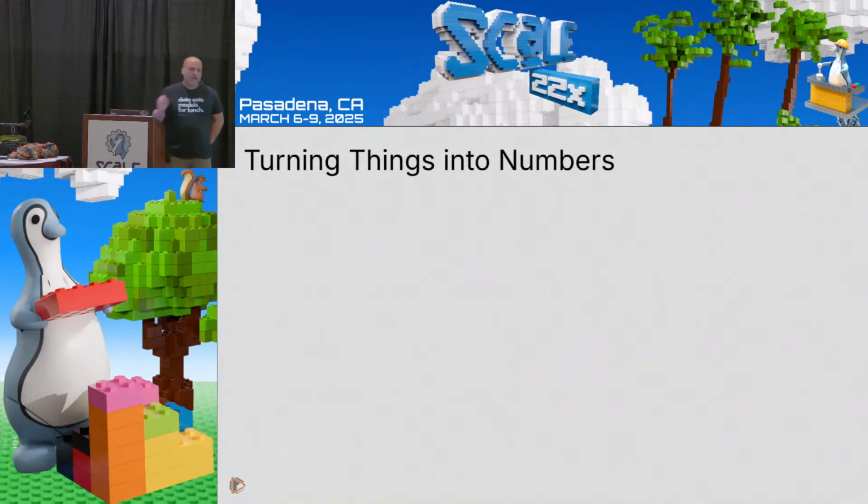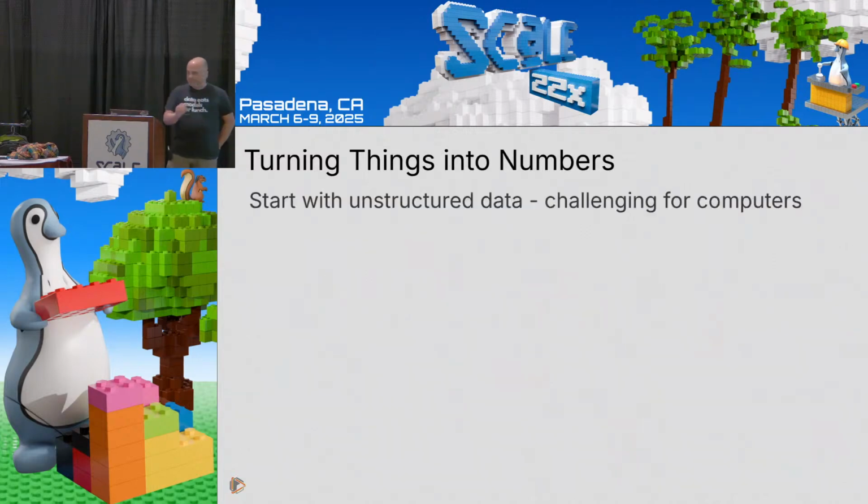So embeddings are handling a problem of turning things into numbers. That is what an embedding is all about. I'm giving you some motivation for why we need it. You're going to start with unstructured data. And unstructured data is challenging for computers. What's an example of unstructured data? Pictures. That's too easy. What's another unstructured data?